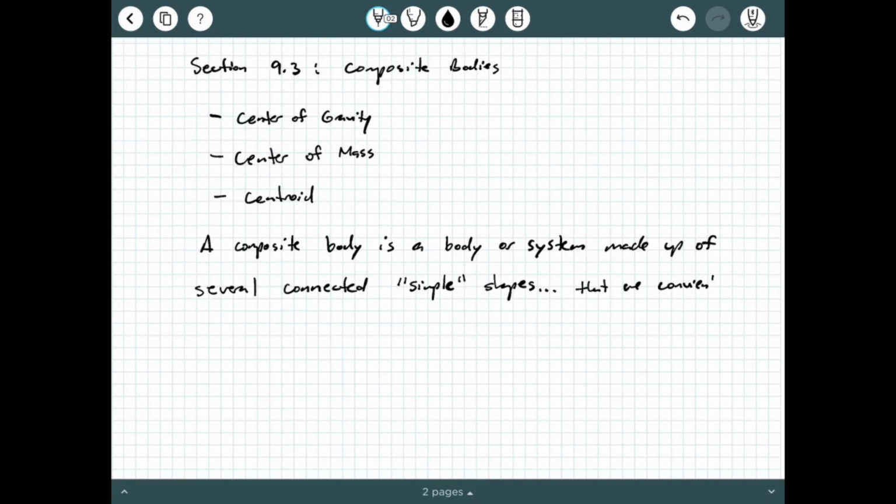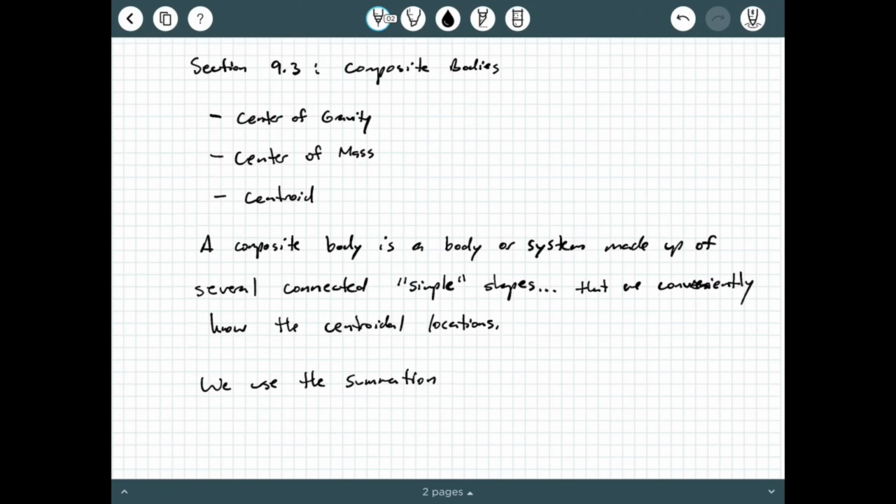And we're going to say that we conveniently know the centroidal locations, or the center of mass location or the center of gravity location. I think I spelled convenient wrong. I'm not a very good speller. Conveniently. Okay, close enough, right?